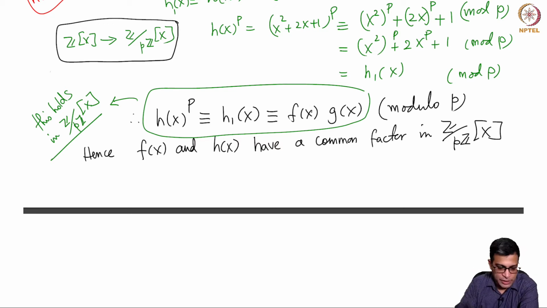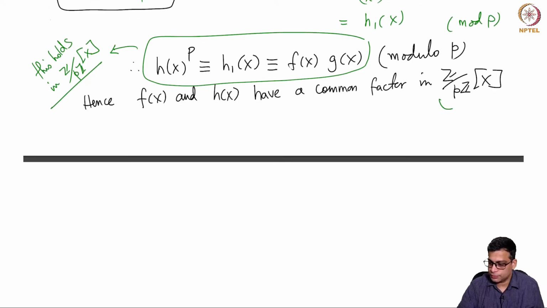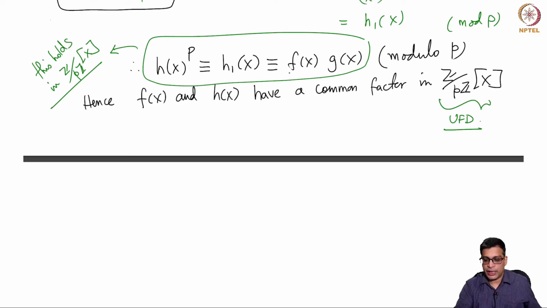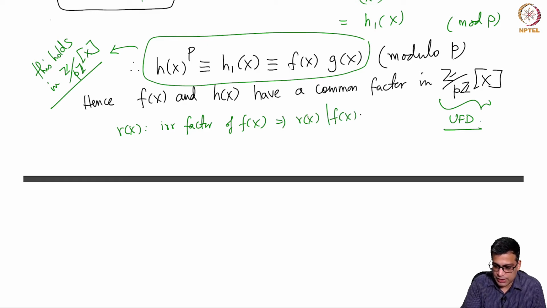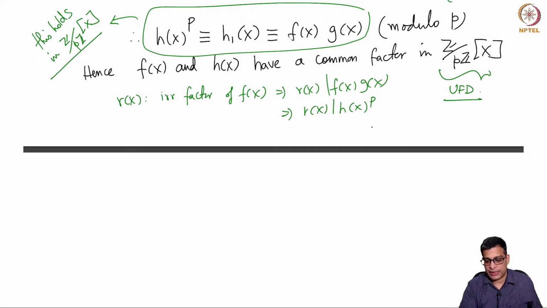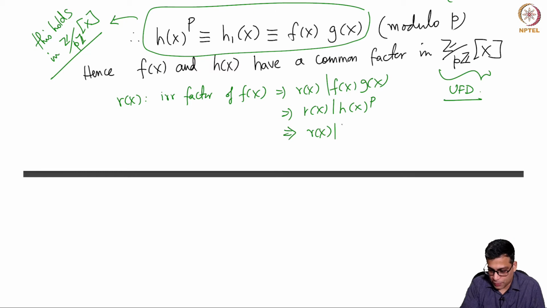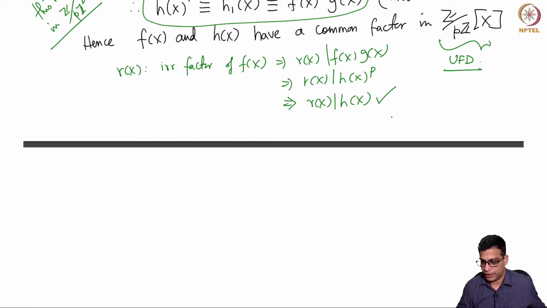Now this holds in Z mod pZ[x], and Z mod pZ[x] is a UFD. So take an irreducible factor of f. Let's say R(x) is an irreducible factor of f(x), then R(x) divides f(x) times g(x), and hence R(x) divides h(x)^p. But because R(x) is an irreducible polynomial and it divides the product, it divides h(x). Remember, this vertical bar is the division symbol for me. So this is all I am saying. So R(x) is a common factor of f and h.